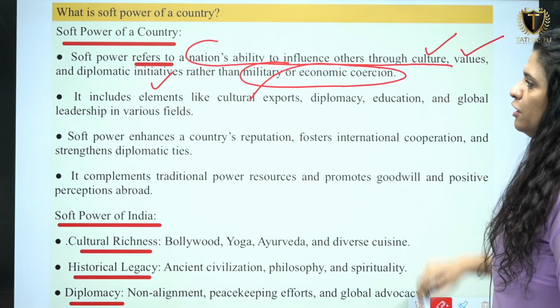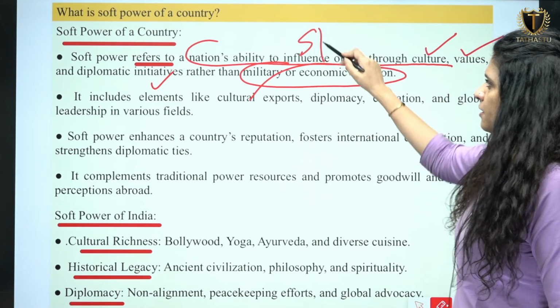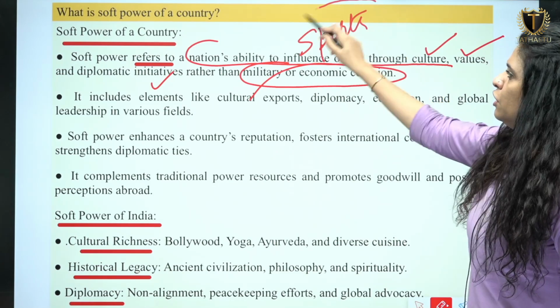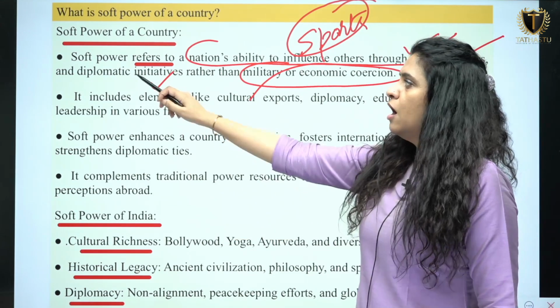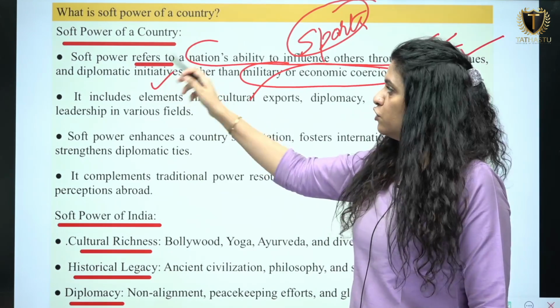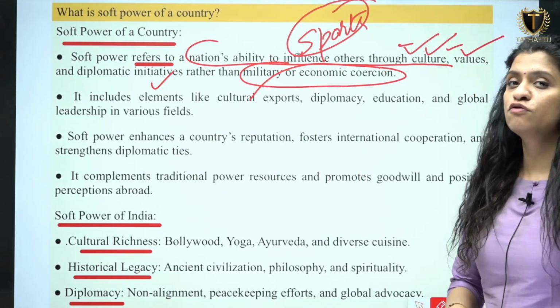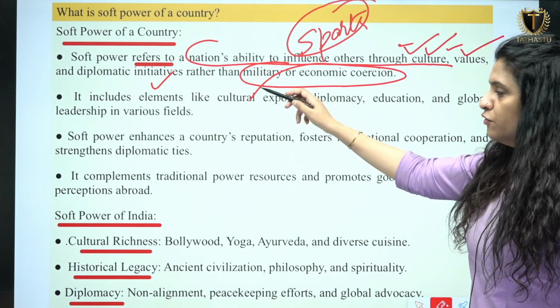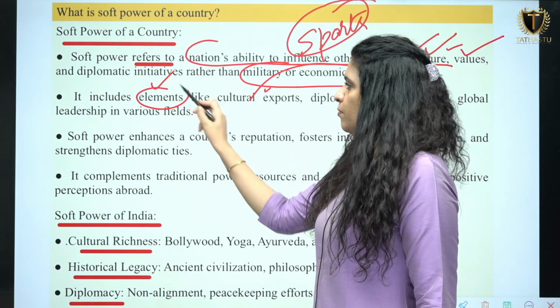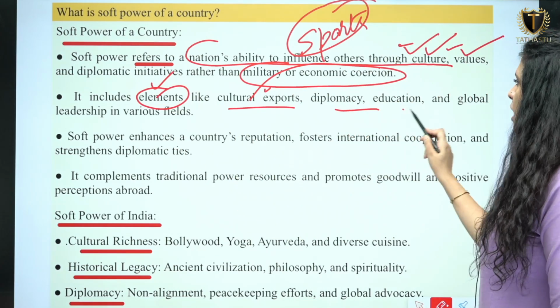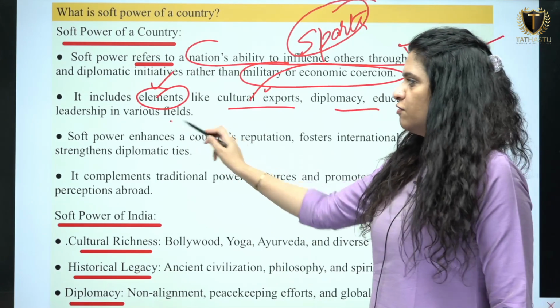Now cultural values and diplomatic initiatives include sports also, okay? So when we use such factors to exert our influence, or we base our diplomatic initiative on these factors, this is called soft power, in contrast to the use of military or economic coercion. So what are the elements of soft power? Cultural exports, diplomacy, education, global leadership in various fields.